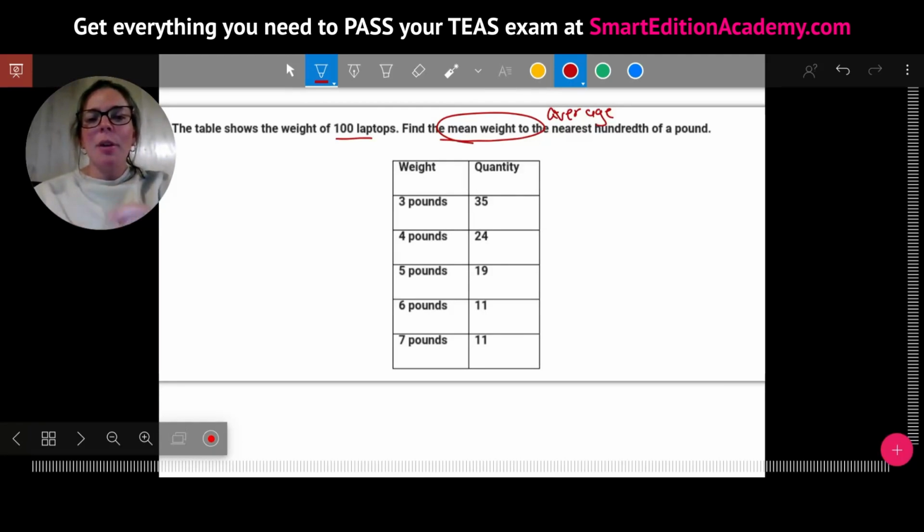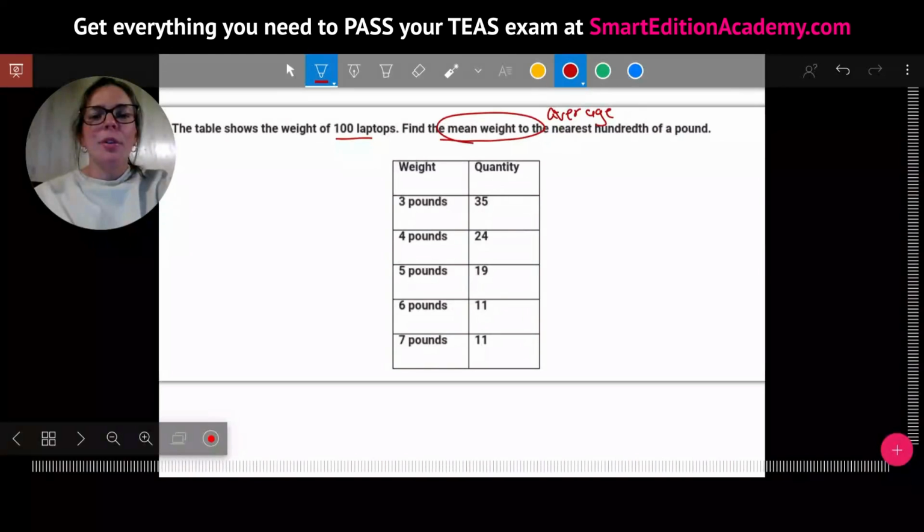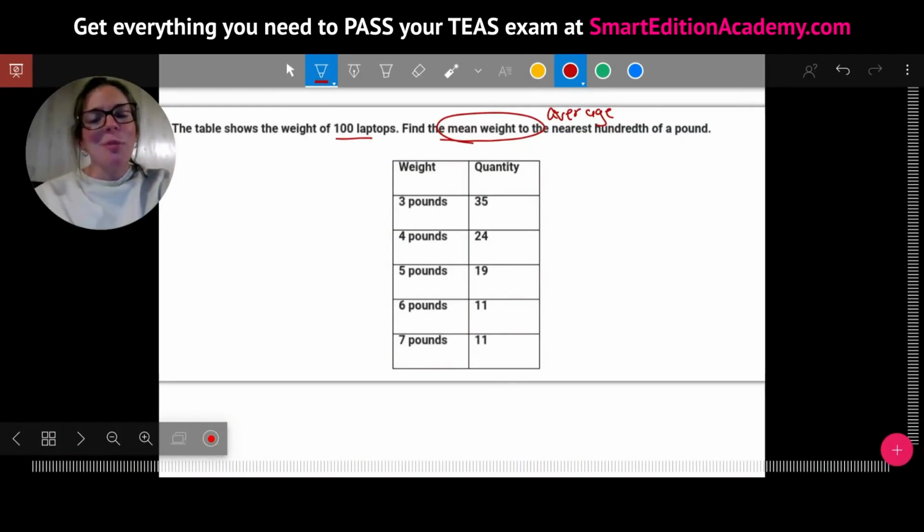The interesting thing about this is that it's given to you in a table where you have weight and then quantity. So I'm not just adding 100 numbers up and then dividing by 100. I mean, I could, but not very efficient. So what we can actually do here is multiply each of these pieces of data. So 3 times 35 would give me 105. So 35 of the laptops weigh 3 pounds. That's a total of 105 pounds.